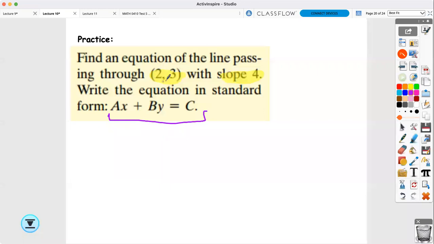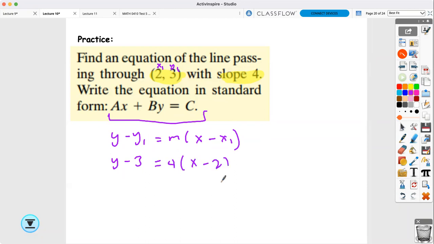So you could, but that'll be a little bit more algebra. You would want to start with y minus y1 equals m parentheses x minus x1, so that way you can plug in this x1 and y1. Now you could use slope intercept, y equals mx plus b, but this is the more traditional approach. So then we'll get y minus 3 equals 4 parentheses x minus 2.